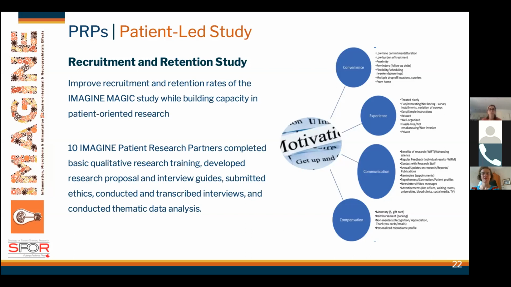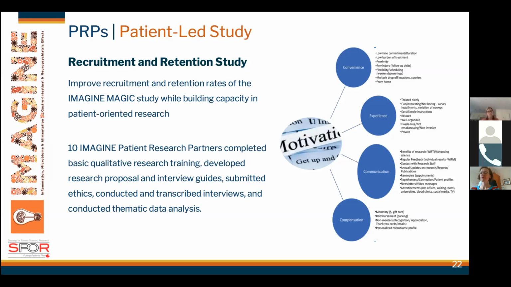We gathered all the data. One of our patient research partners, Gail Bellissimo, who is actually a trained medical transcriptionist, did all the transcribing for us. And then we did a training session on qualitative thematic data analysis. Deborah, Gail and I put together a rough framework. We did a couple of practice runs, and then the rest of the patient research partners analyzed probably 8 to 10 interviews each.